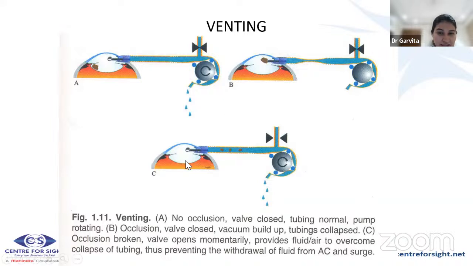In diagram C, as soon as the occlusion is gone, the valve will open momentarily, such that the fluid will enter from the valve and the amount of fluid aspirated from here is less. It provides fluid to overcome the collapse of tubing and prevents the withdrawal of fluid from the AC and hence reduces surge. So this is one of the mechanisms we can use to prevent the surge.